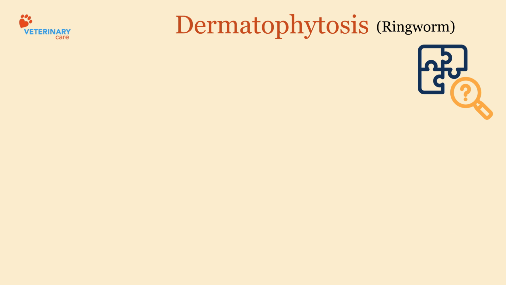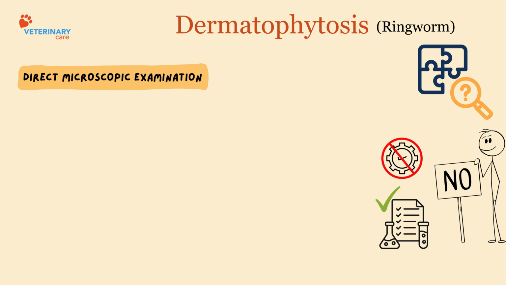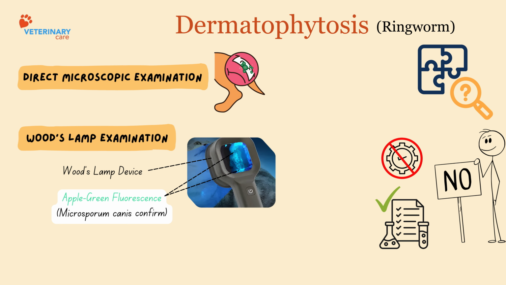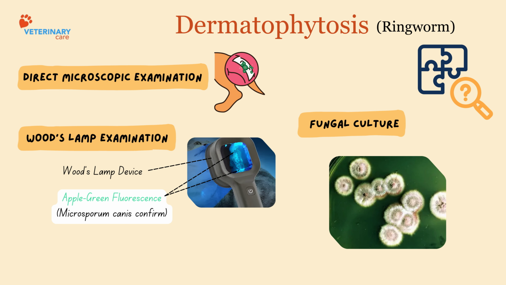Now let's discuss diagnosis. There is no single gold standard test for dermatophytosis, so a combination of methods is usually recommended. Direct microscopic examination of plucked hairs is commonly used, where infected hairs appear abnormal and fungal elements may be visible. Wood's lamp examination can also help, as some infected hairs, especially those infected with Microsporum canis, show an apple-green fluorescence. Fungal culture is another important diagnostic tool, where samples from lesions are cultured and observed over a period of about 2 weeks to identify the organism.